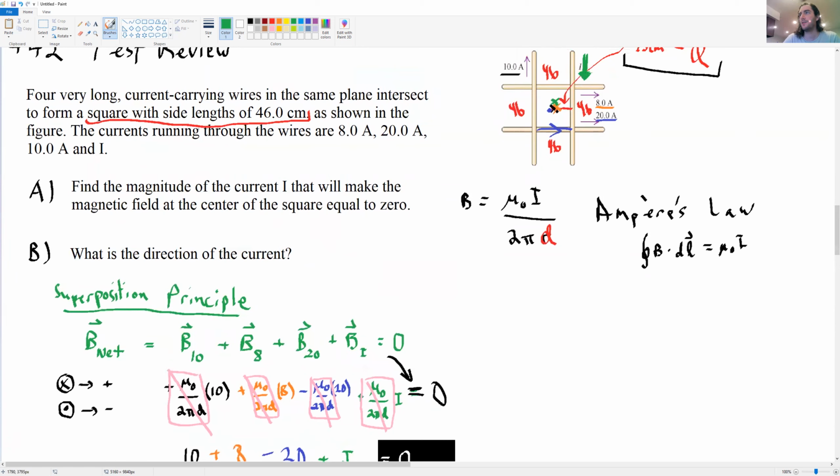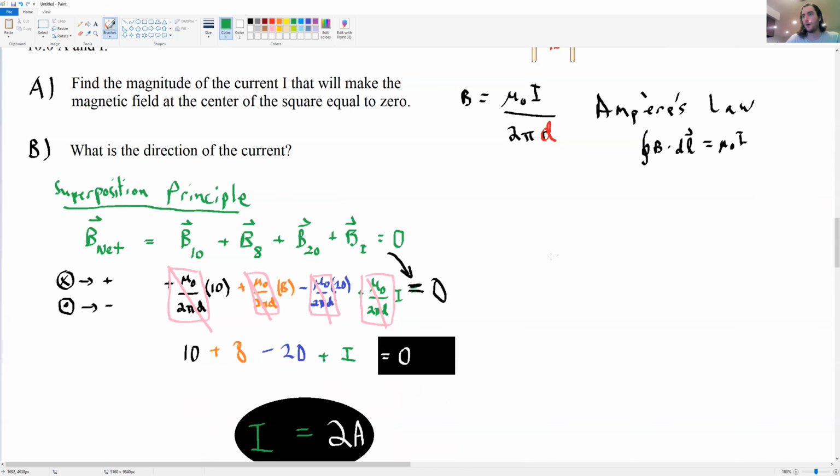And Alberto, maybe you can just snap a quick picture of the question with your phone, maybe copy it into the notes later. So we're looking for the magnitude of that current so that the magnetic field at the center of the square is equal to 0.